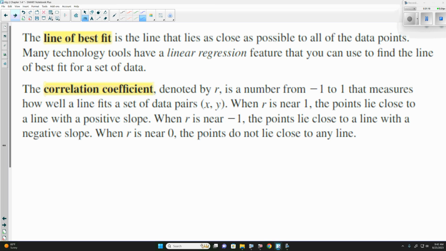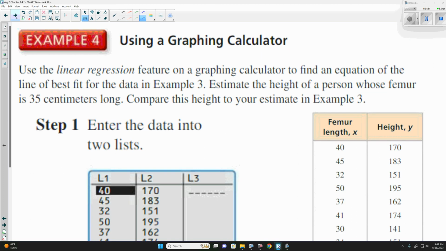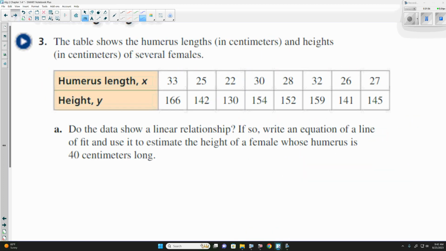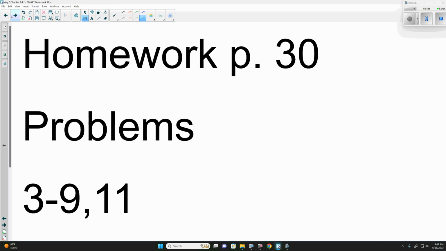The line of best fit is a line that is as close as possible to all the data points. Many technology tools have a feature to create the line, and the correlation coefficient denoted by R is a number from -1 to 1 that measures how well the line fits the data. When it's close to -1 or 1, it's significant. When it's close to 0, the points do not closely relate to the line. Again, you don't have to write this down. I'm just wanting y'all to see this and have a familiarity with it. But that is all we're doing.